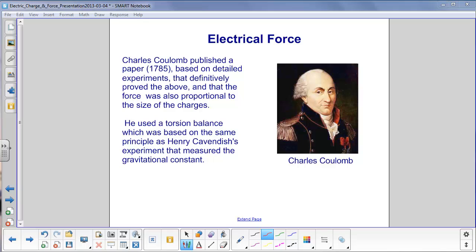Charles Coulomb then came along, and in 1785 he published a paper that he based on very detailed experiments that definitively proved the above, that it was an inverse square relationship. He used a torsion balance, which is the same type of apparatus that Henry Cavendish used to measure the gravitational constant. So you can start seeing a thread here, some relationships between the electrical force and the gravitational force.